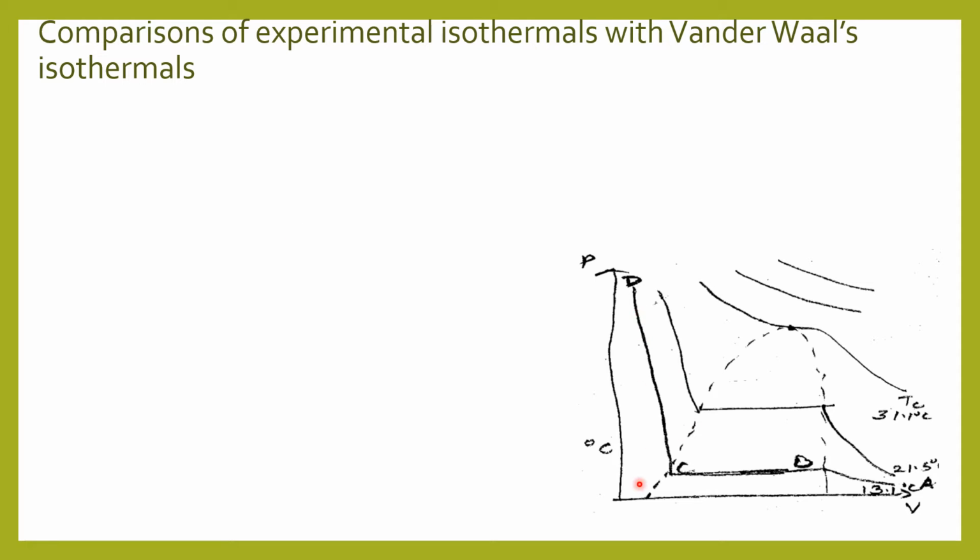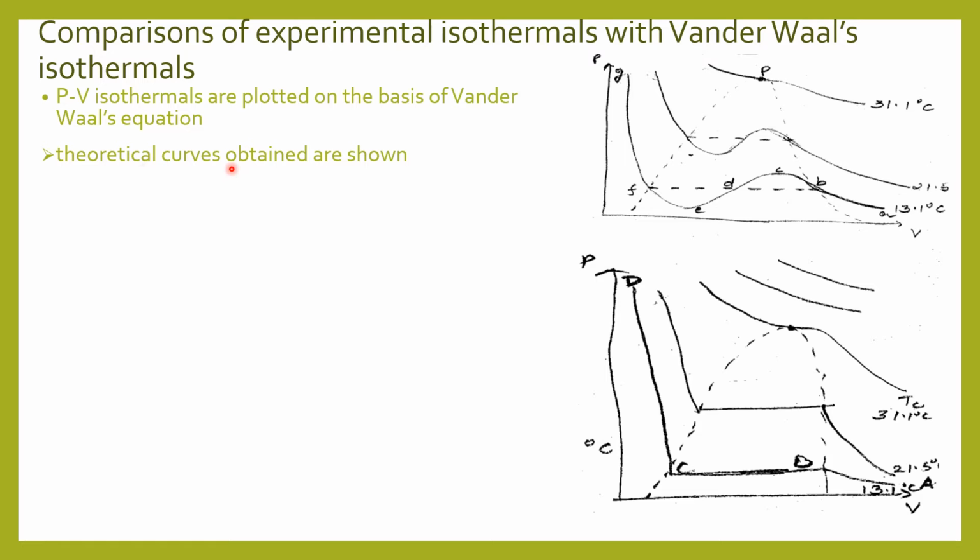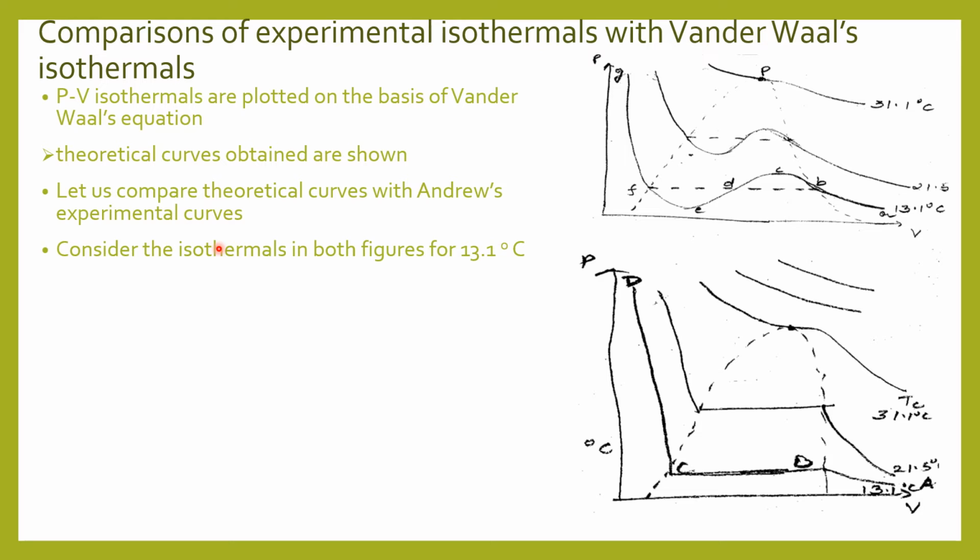These are the isothermals which we got using the Andrews experiment on carbon dioxide. These are the van der Waals isothermals at different temperatures. So PV isothermals are plotted on the basis of the van der Waals equation. The theoretical curves obtained are shown. Let us compare the theoretical curves with the Andrews experimental curves.